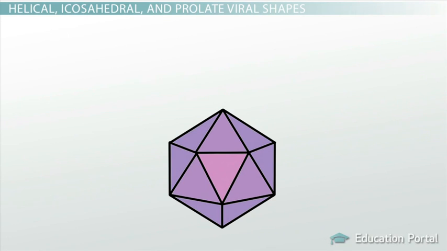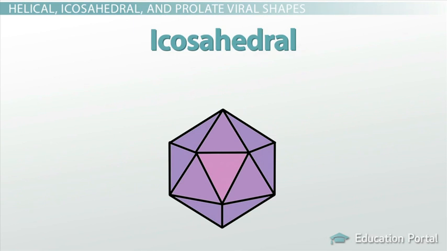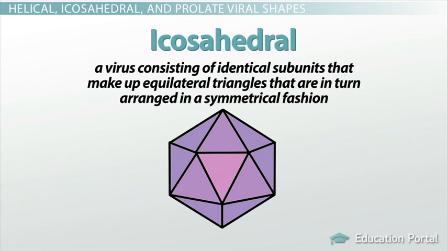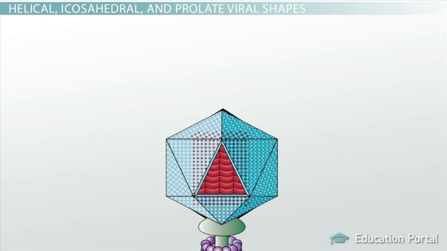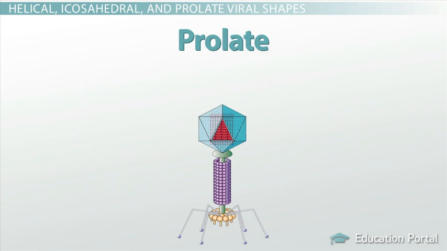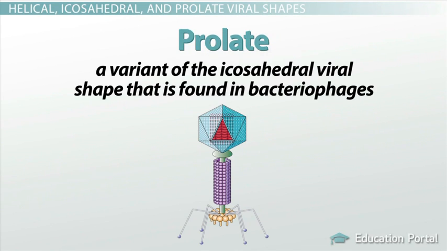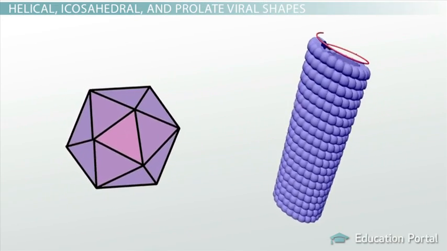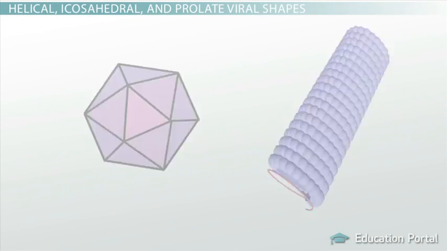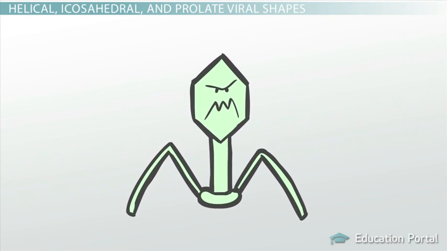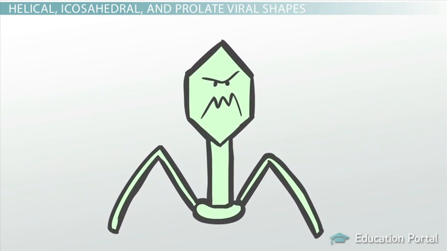Another type of vehicle shape for transporting viral nucleic acids is called icosahedral. An icosahedral virus is a virus consisting of identical subunits that make up equilateral triangles that are in turn arranged in a symmetrical fashion. A special type of icosahedral shape, called a prolate, is a variant of the icosahedral viral shape and is found in bacteriophages. A lot of viruses are either helical or icosahedral in shape. Many animal viruses, which include those that infect humans, are icosahedral in shape.